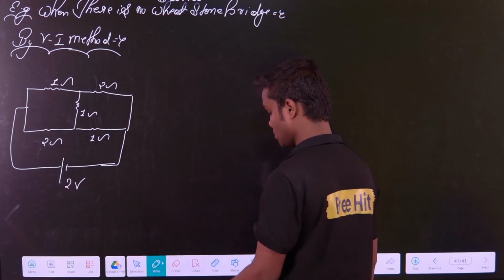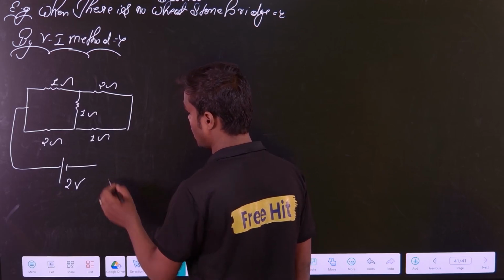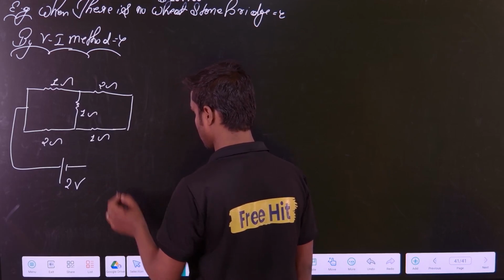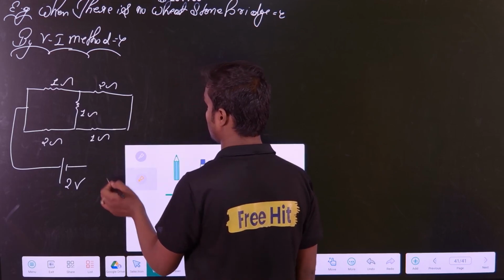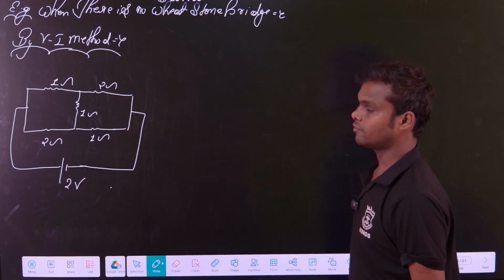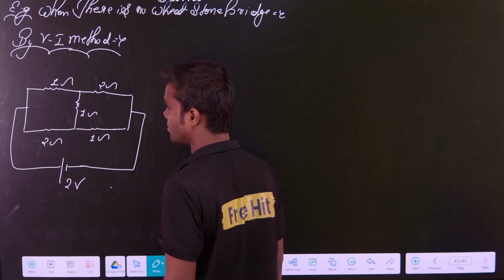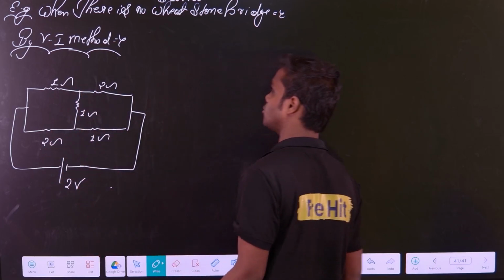Okay. Now the question is, you have to find the R equivalent. You have to find the R equivalent. The thing is that how will you find the R equivalent for this? Because if you can see, the ratio of these two are not equal, so we can't apply the Wheatstone bridge. So how to find this?